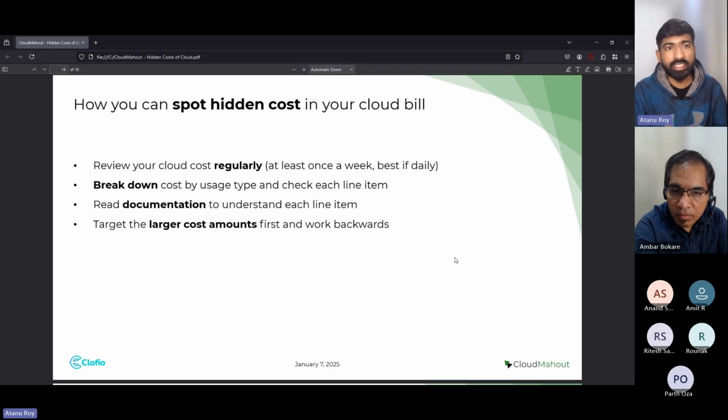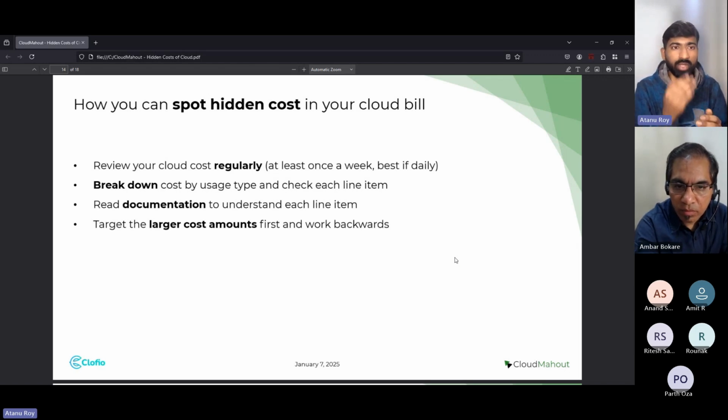So the typical strategy you can take is to sort your bill by the largest line item, and you can work backward from there. Go through each line item which is costing you money. There is very good documentation for all the cloud platforms regarding how they charge you. So if there is a line item within your cloud bill, you can simply go to the documentation and search for what it means. It will give you the clarification of why you are being charged that particular money, and you can keep working backwards and identifying any line item where you are being billed but you did not expect it to be. That's how you are going to identify hidden costs in your cloud bill.